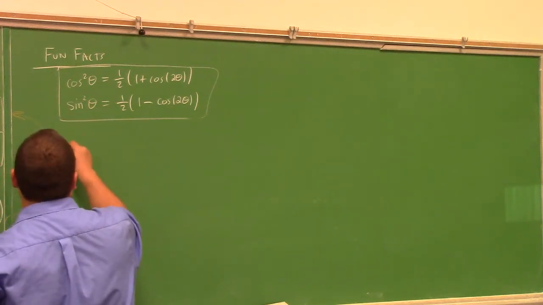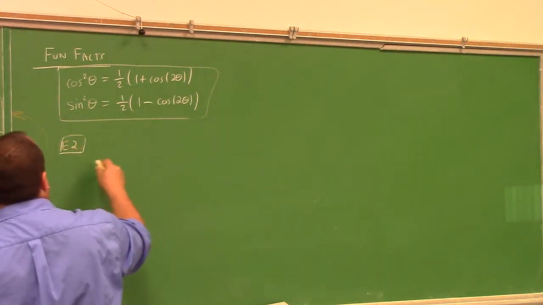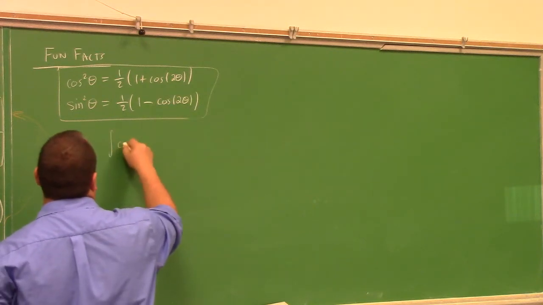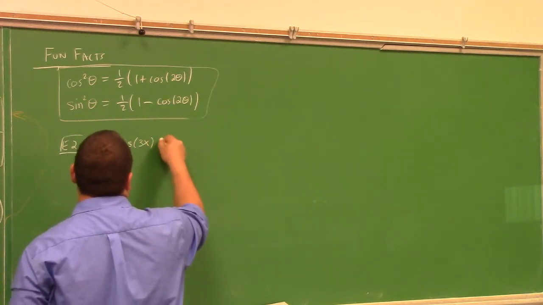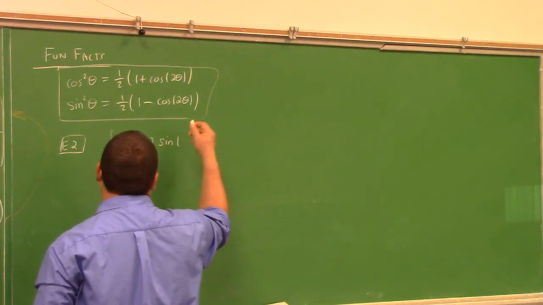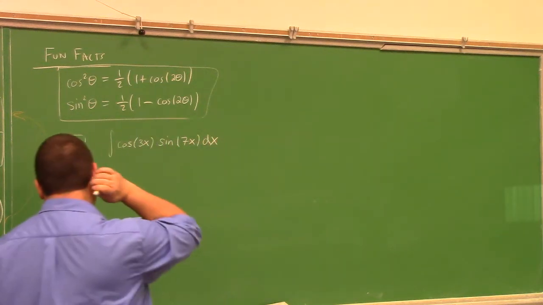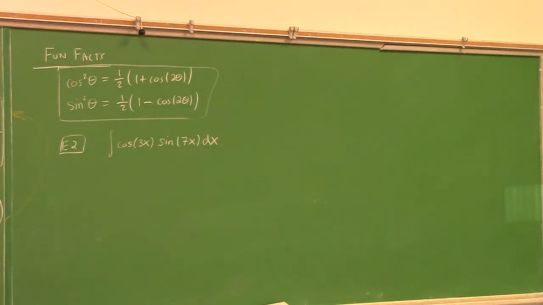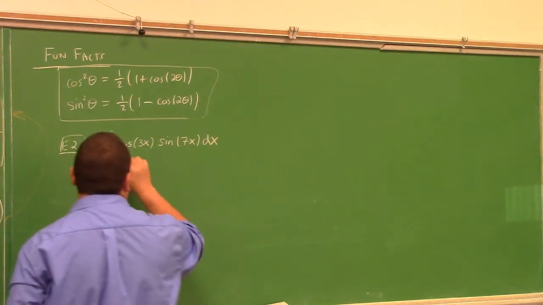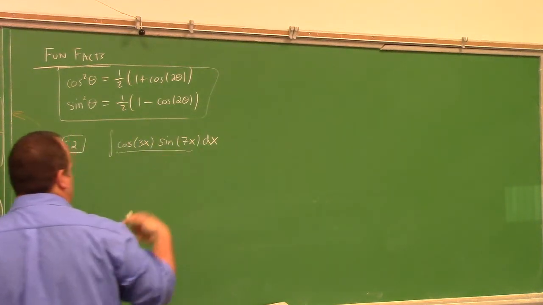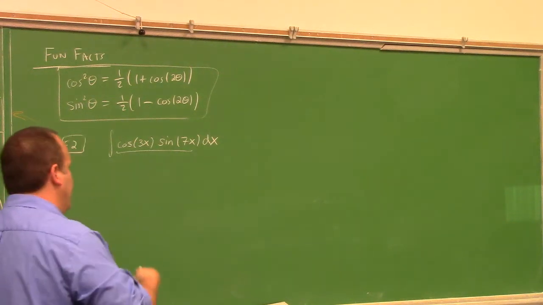Example 2. There's some problem in your homework like integrate cosine 3x times sine of 7x. There's some homework problem like that, right? How would you actually do such an integration? Well, I would point out with secret trig, you can derive the identity for this. There's an identity for this. Let me show you how.